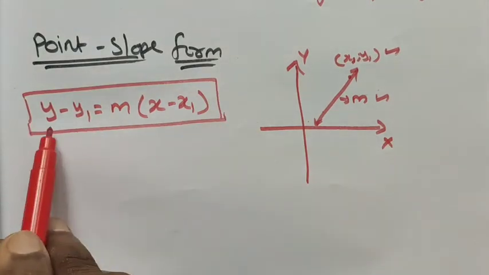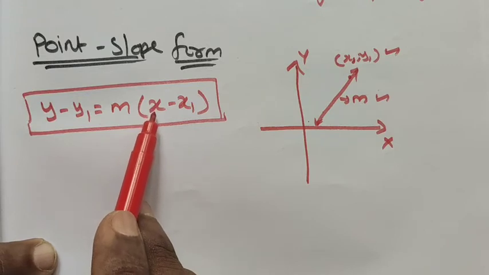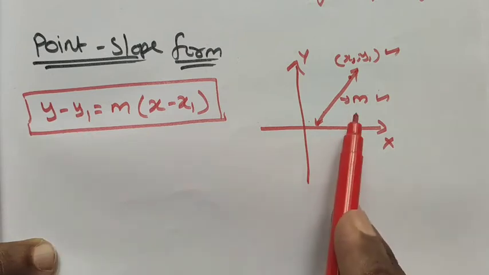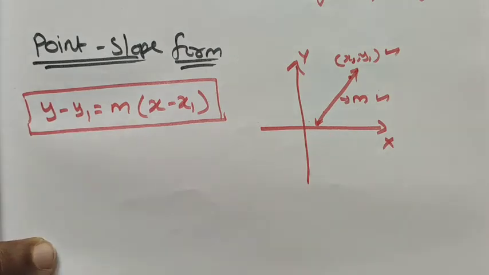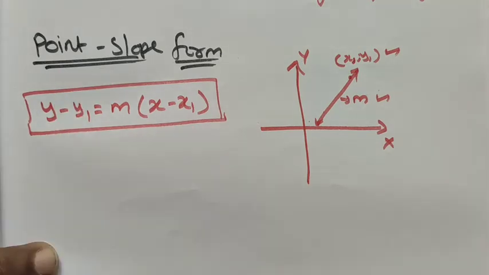I already told you, x and y are always in the equation of the straight line. Here one point is given, that is x1 and y1, and then the slope m is given. So y minus y1 is equal to m of x minus x1 is the formula to find the equation of the straight line, the second method.